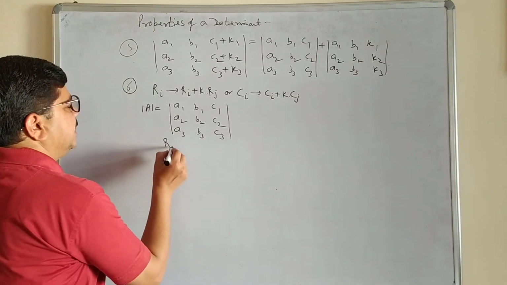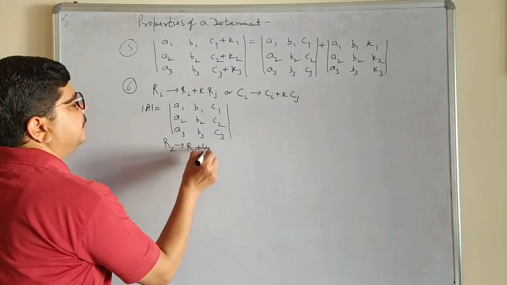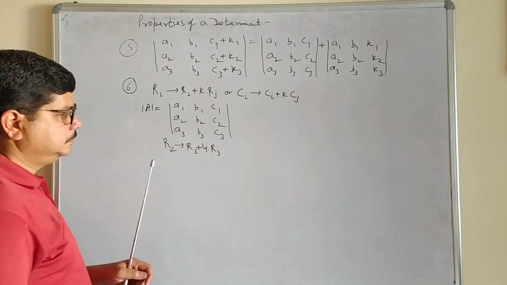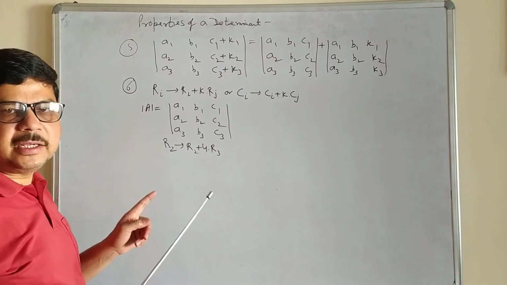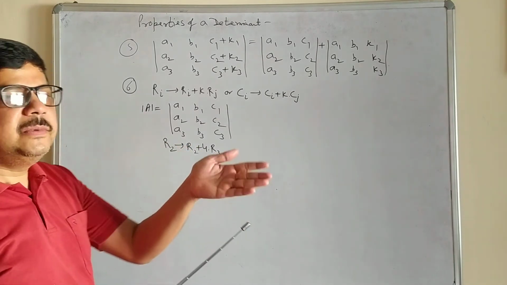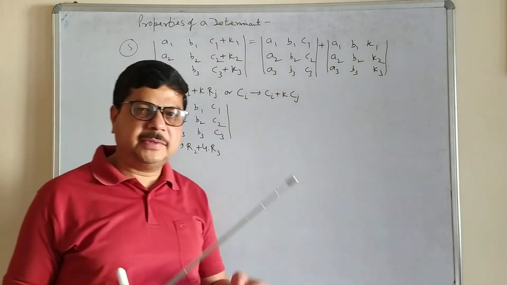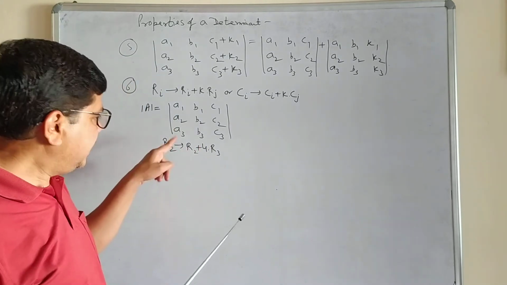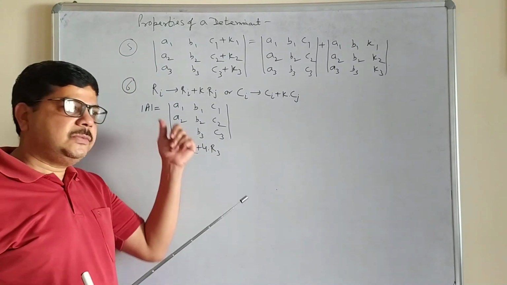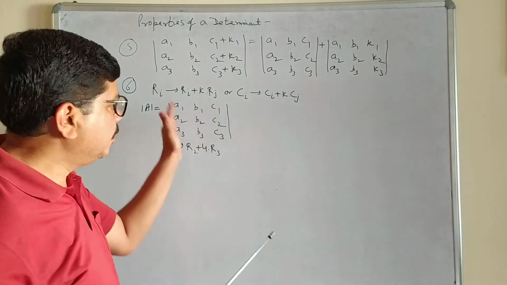Suppose I am writing R2 as R2 plus 4 times R3. I can write C1 as C1 minus 3 C2, C2 as C2 plus 5 C3. Like this. The value of the determinant will remain the same. I can apply this operation. This we will use depending upon the question. What is the demand of the question?